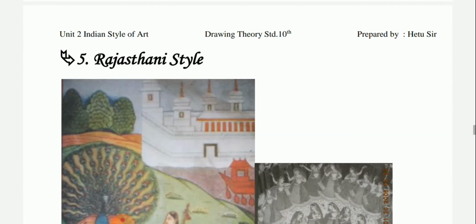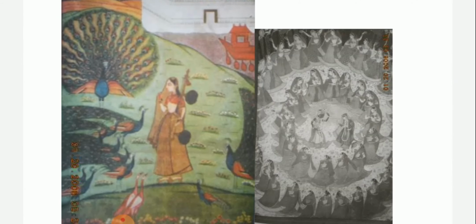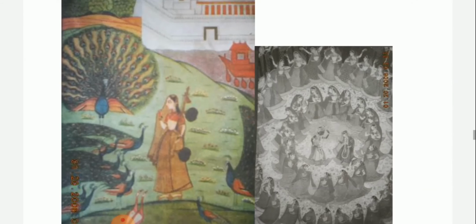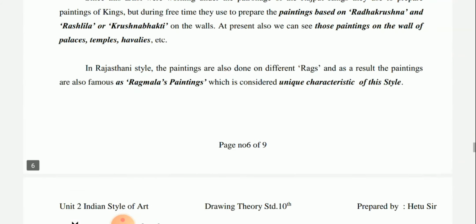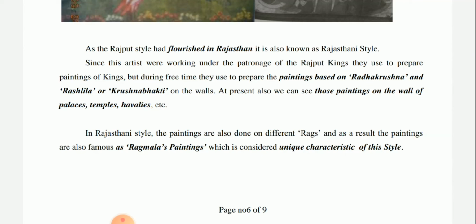Now the only difference is in the Rajput style of art, the Rajput kings used to hire the artist and ask them to make the paintings of their and their forefathers' achievements. While here, the same artist has done the paintings in the same place, but these paintings are done by their own will. Okay, they have not done under the pressure of any of the kings. They have prepared the paintings on their own, of their own choice. So that is only the difference between the Rajasthani style of art.